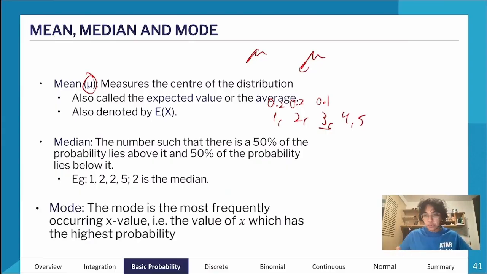Mode is the most frequently occurring x value, or event value. So in the case of the last example, 2 is also the mode, because it occurs the most. It's the value of x which has the highest probability. So maybe this is 0.05, 0.05, and maybe there's a bunch more events of just 0.05 until it all adds up to 1. Then the mode would be either 1 or 2 because it has the highest probability of occurring, if that makes sense.